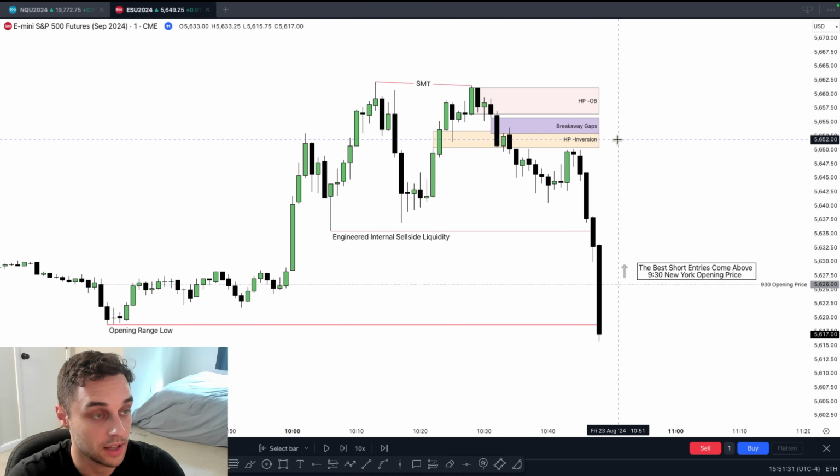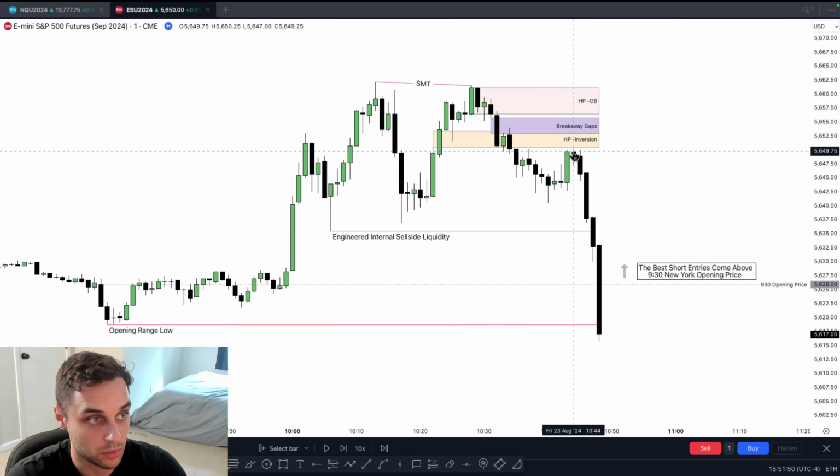The dance between high probability inversions and breakaway gaps is so useful for stop loss trailing, for just your narrative on the higher time frames. It's applicable, okay? So after we close below here, of course, like we mentioned, we didn't get this retracement back up into it if you're looking for an entry there.